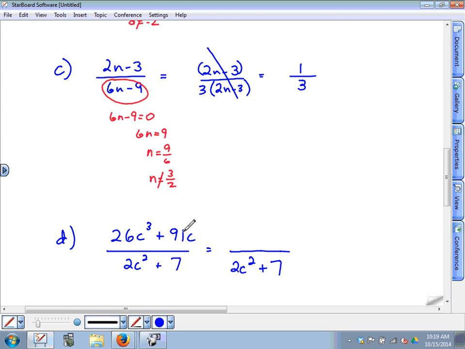But if you look at the numerator, they both have at least one c, so you can factor out a c. And then 13 goes into both 26 and 91, so you can factor out a 13c. And guess what that leaves you with? If you take a 13 out of 26, you get 2c squared, and then 91 divided by 13 is 7. Those cancel. So the simplified form is 13c.